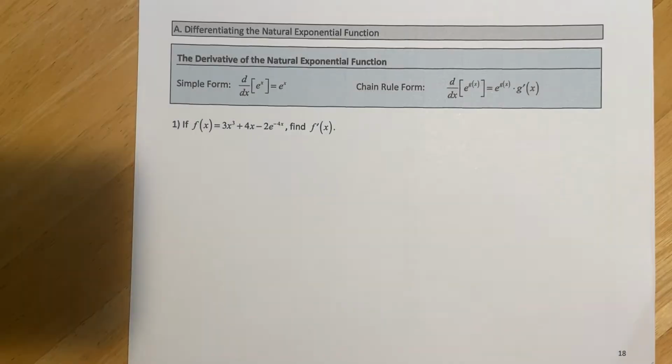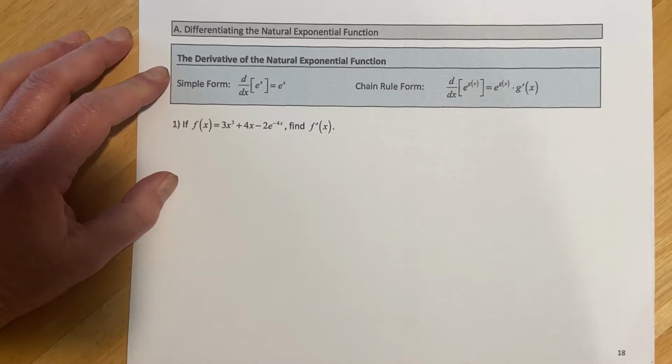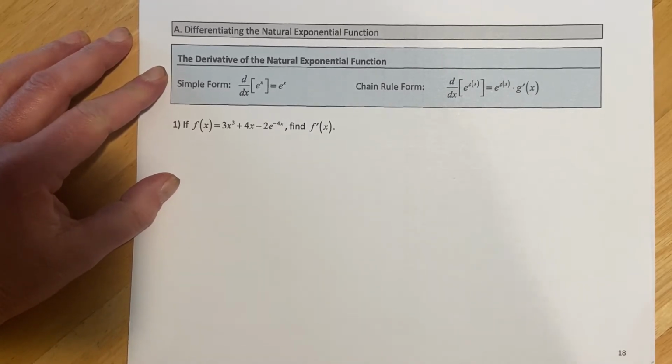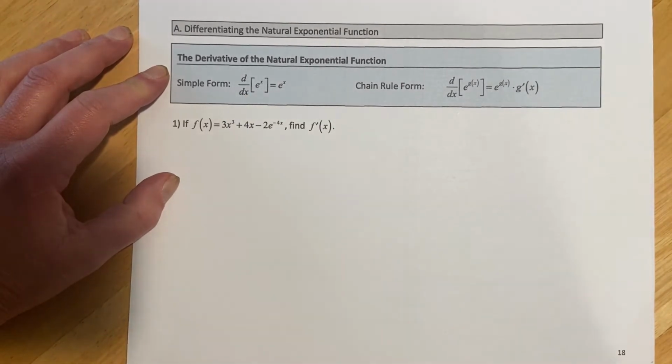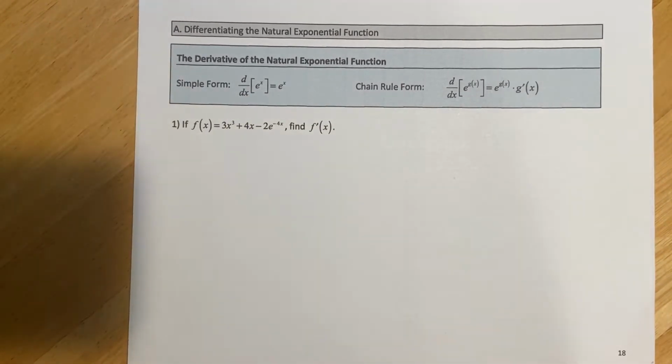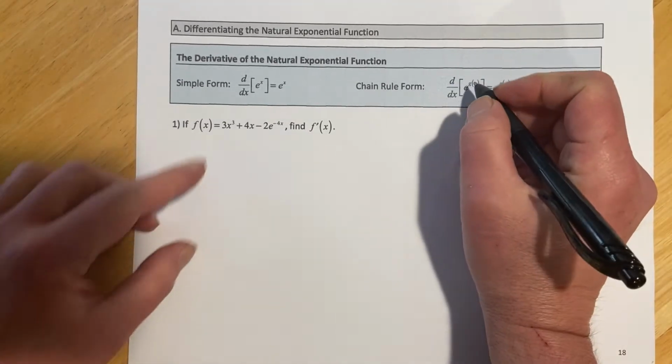Everyone, this is Derek, and this video is about differentiating the natural exponential function, which is e to the x, which is our absolute favorite function to differentiate because the derivative of e to the x is e to the x. It's the only function that does that. It is its own derivative. We can make it more complicated.